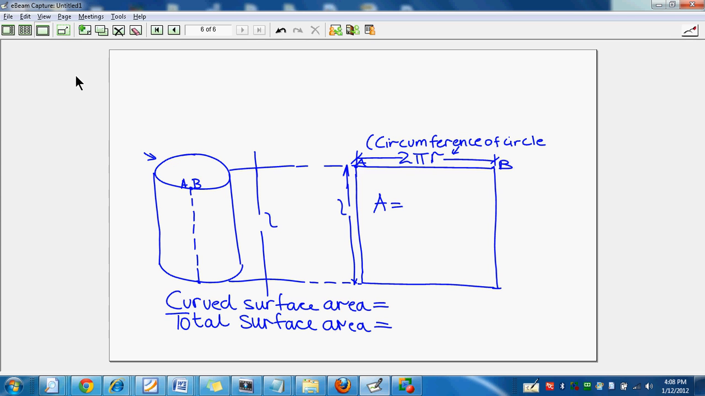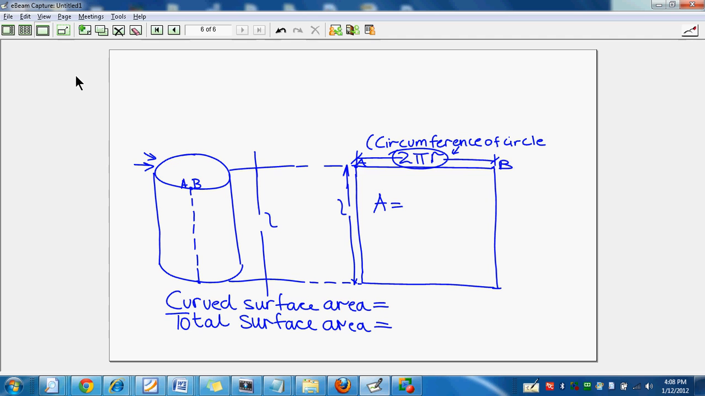And we know that the flat surface area of the equivalent rectangle to this cylinder's curved surface area would be found by using the length at the top, which is the distance from A to B, by the breadth or the height here, which is L. Now, the length at the top is equivalent to the circumference of the original cylinder. And the circumference of any circle is given by 2 pi r. So that's how we get the distance AB to be 2 pi r, because that's equivalent to the circumference of this circle at the top here of the original cylinder.